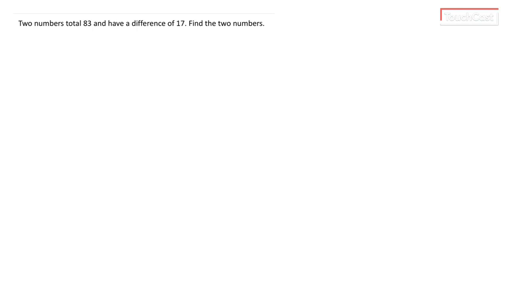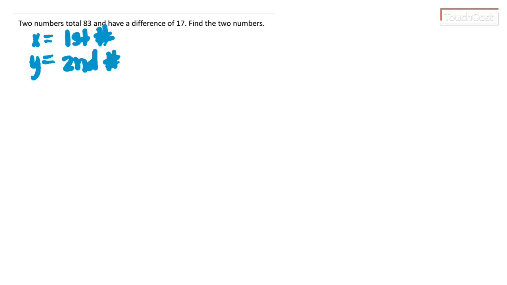So here's some of the Chapter 4 word problems, and we'll start with one that's not quite so complicated. We have that two numbers total up to 83 and have a difference of 17. Remember, in this chapter, we're allowed to use two different variables for each of our unknowns. So we're going to have an x and we're going to have a y. X is going to represent our first number, and y is going to represent our second number.